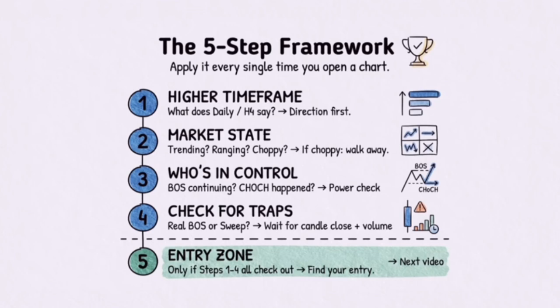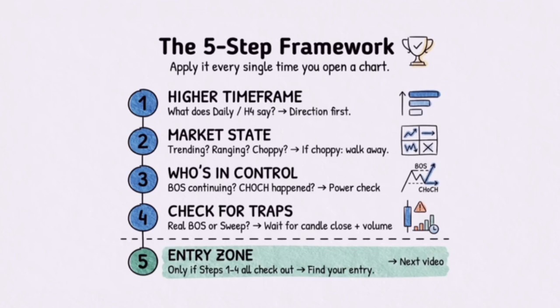Step 3. Determine who's in control. Are you seeing BOS confirming the current trend? Or has a CHoCH happened? Is power shifting? Step 4. Check for traps. Is this a real breakout, or is it a liquidity sweep? Wait for the candle to close. Check the volume. Step 5. If and only if all 4 steps check out, then you move to the next step, finding your entry zone. And that's exactly what the next video will cover.